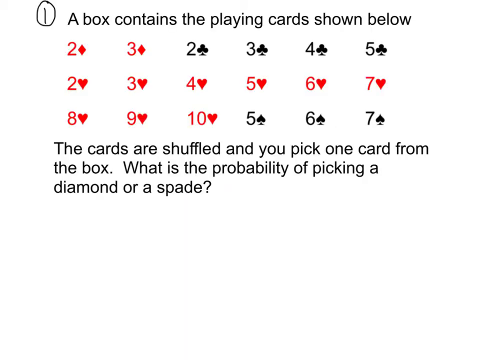Okay, so let's take a look at this example here. We have a box with the following playing cards, right? There's 18 cards here total. The cards are shuffled in this box, and we're going to pick one card from the box. What's the probability that we're going to pick a diamond or a spade? So what's the probability of picking a diamond or picking a spade?